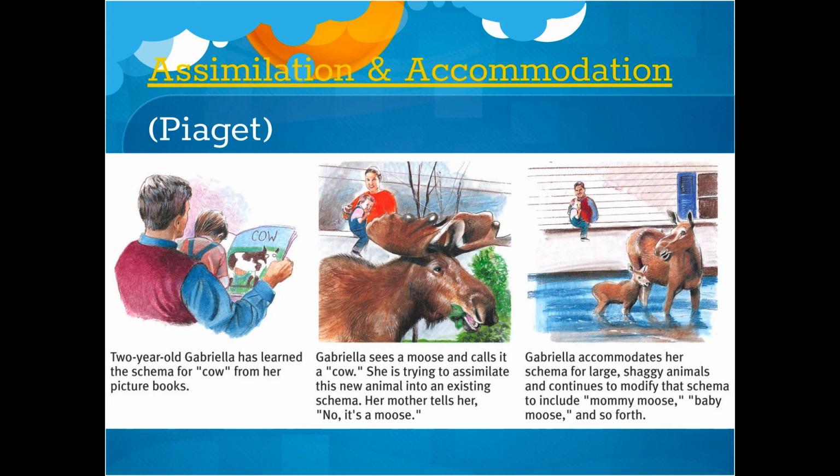Mom says to her, no, that's a moose. Well, what does Gabriella do? Now Gabriella is going to accommodate her schema for large, shaggy animals. All right, so now within that category, we have moose, we have cows, and she's going to continue to modify that schema to include mommy moose, baby moose, and so on and so forth. She's going to keep creating that hierarchy or keep modifying that knowledge cluster.